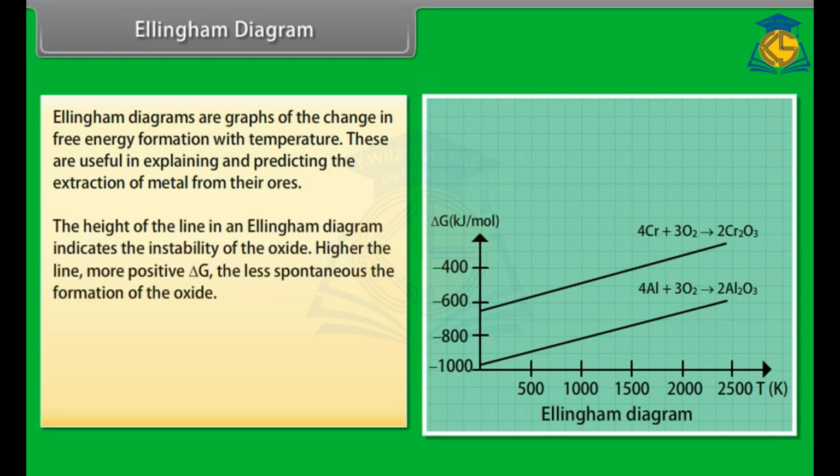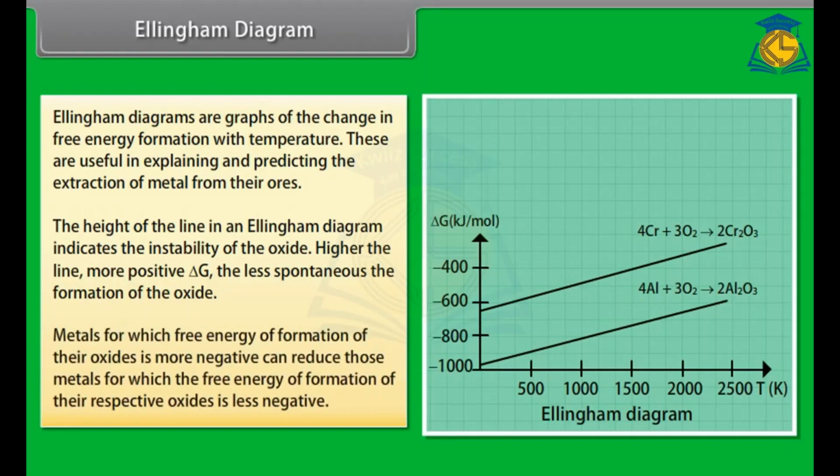The height of the line in an Ellingham diagram indicates the instability of the oxide. The higher the line, the more positive delta G, the less spontaneous the formation of the oxide. Metals for which the free energy of formation of their oxides is more negative can reduce those metals for which the free energy of formation of their respective oxides is less negative.